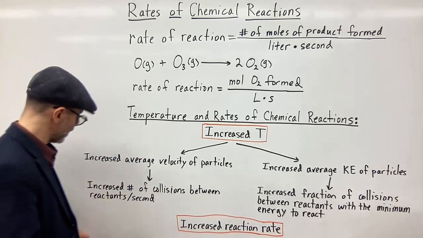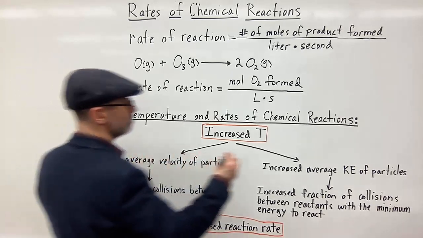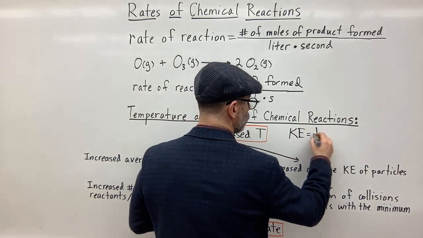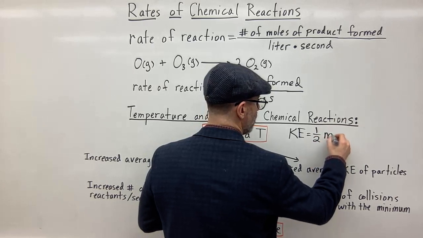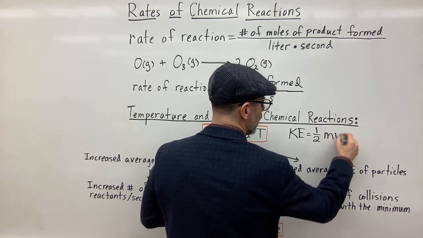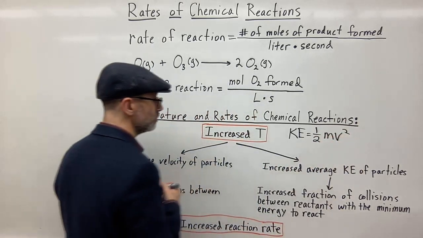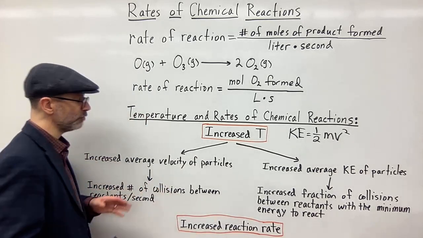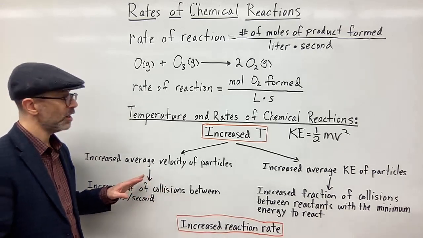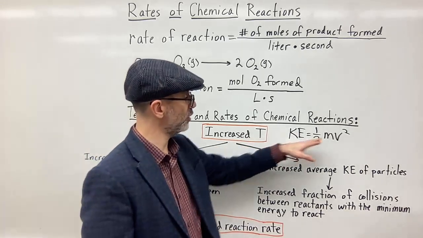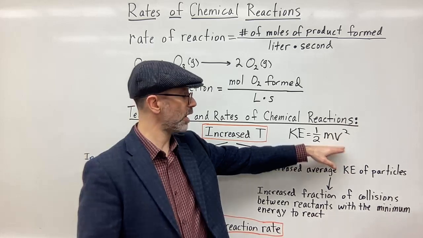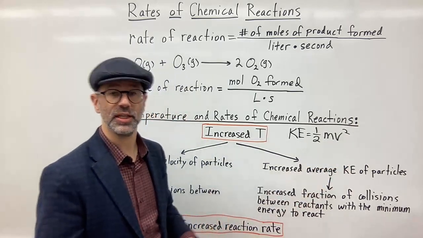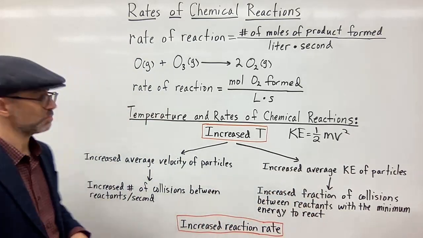So what is kinetic energy? If you remember, kinetic energy is equal to 1/2 times the mass of the particle times the velocity squared. So if you're going to increase the average velocity of the particles, then because kinetic energy is related to the square of the velocity, that's also going to increase the average kinetic energy of the particles.